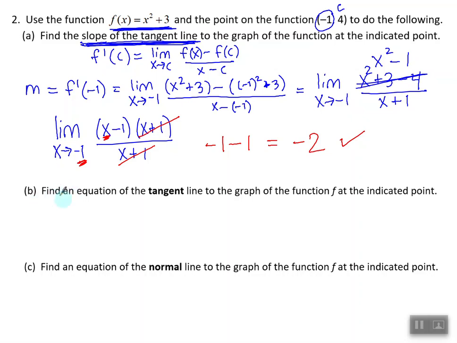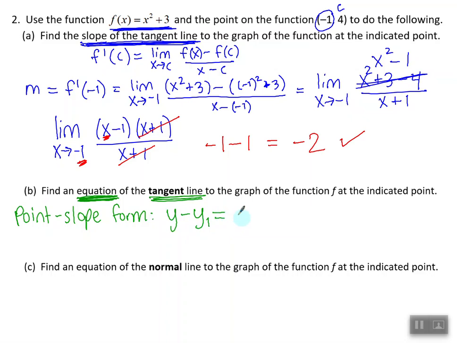Part B. Find an equation of the tangent line to the graph of the function f at the indicated point. Well, an equation of a line can be written in a variety of ways. I prefer the point-slope form of the equation of a line, which is y minus the y-coordinate, we'll call it y sub 1, equals the slope m times x minus the x-coordinate, we'll call it x sub 1.